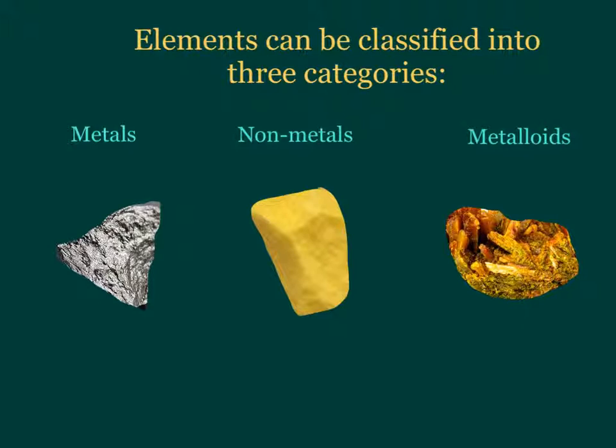Nonmetals are gases, liquids, or solids. They are dull, brittle, not ductile, and poor conductors of heat and electricity. An example is sulfur. Metalloids are solids at room temperature. They can be dull or shiny, brittle, not ductile, and poor conductors of heat, but some may conduct electricity. An example is silicon.